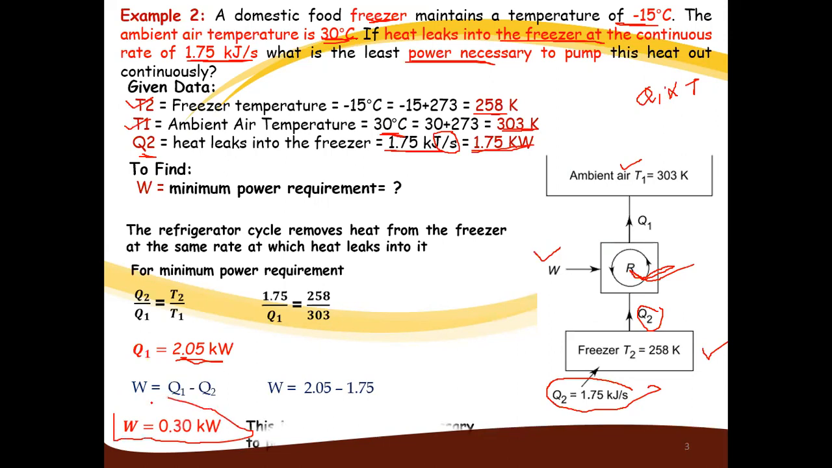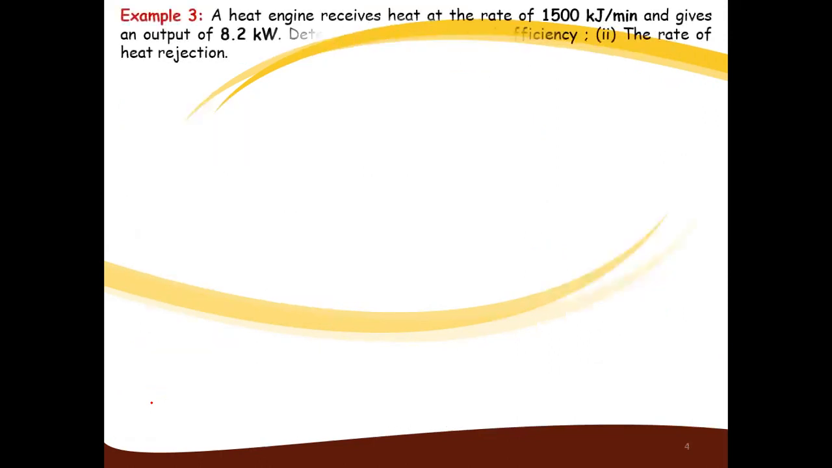So this is the least power necessary to pump this amount of heat, that is 1.75 kilowatt of heat, into the freezer. So this is the second example. Now we have the third example, which is again based on heat engine. We have seen one example of heat pump, one example of refrigerator, now one example of heat engine.